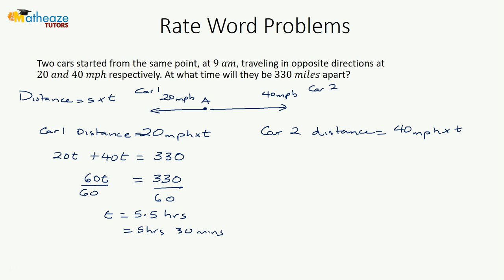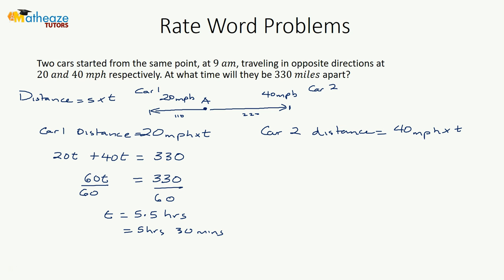Now, we want to understand if this is actually valid. So let's multiply 5.5 by 20. So we have 110 miles this way, and for car 2 you have 220 miles this way. So you can see that this here is 220, this here is 110. So you can see that these two cars are about 330 miles apart.